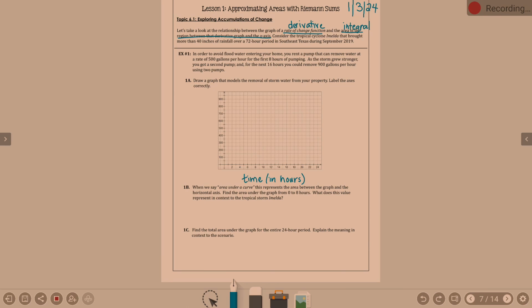So this is my time axis. Whether you label it as time or t or whatever, it's in terms of hours. Now, along the left, floodwater is measured in gallons. I had to look and see what I had. I have it labeled as gallons of stormwater, so stormwater in terms of gallons.